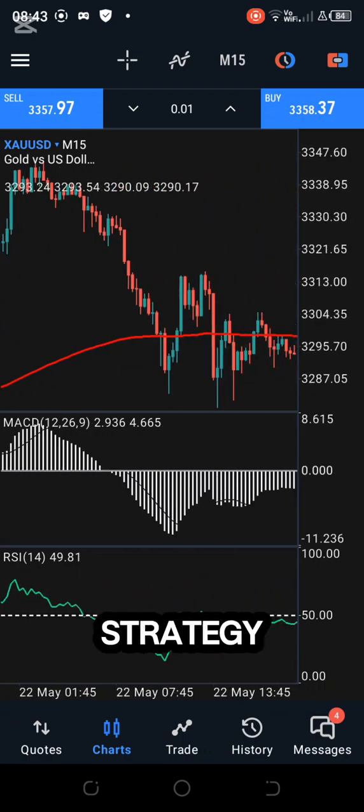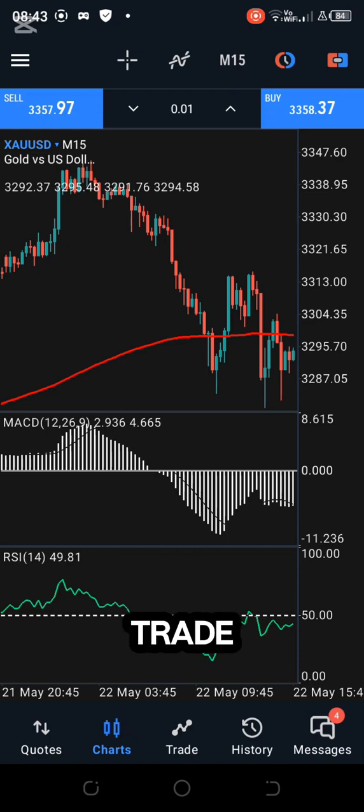This strategy can be used for day trading, swing trading, and also scalping. So you can use it on any time frame. If you're a scalper, you can use it from 1 minute to 5 minutes. If you're a swing trader, from H1, H4, daily, going upwards. If you're a day trader, you can also use this strategy. You can trade any financial asset using this strategy.